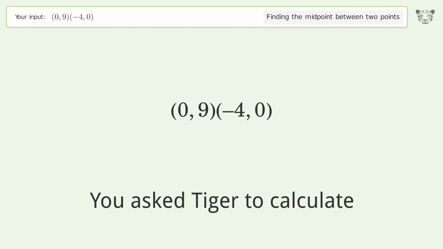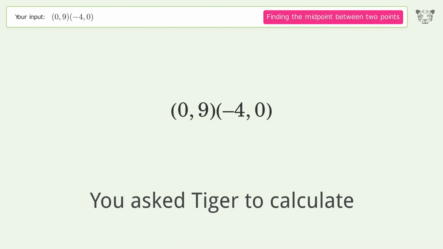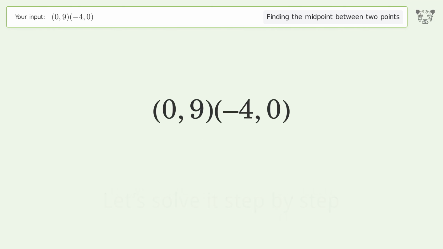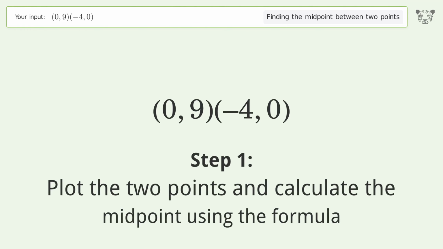You ask Tiger to calculate. This deals with finding the midpoint between 2 points. The midpoint between the 2 points is -2, 4.5. Let's solve it step by step. Plot the 2 points and calculate the midpoint using the formula.